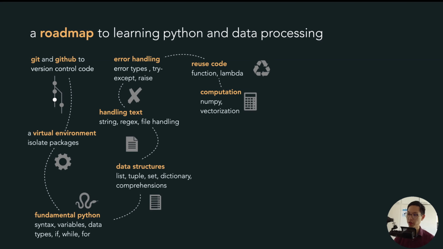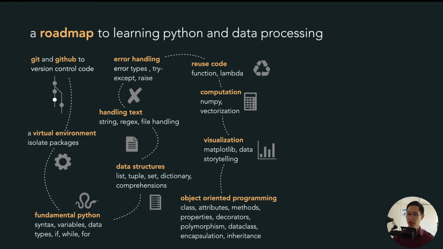We can use Python for computation, using NumPy and vectorization. And then you can visualize the data. You have matplotlib and data storytelling to visualize the data in a way that you want to affect the stakeholders. And then we have object-oriented programming. Here you have a lot of different things, such as classes, attributes, methods, properties, decorators, polymorphism, data classes, encapsulation, inheritance, and much more. That is a huge beast, which we will cover in this course. It's very good to learn object-oriented programming as well as the functional programming approach, so that you have more tools to work with in your Python journey.